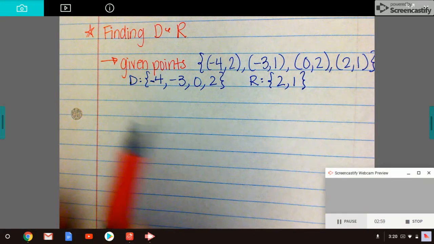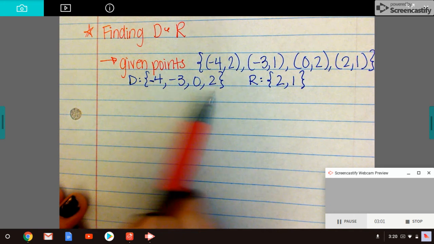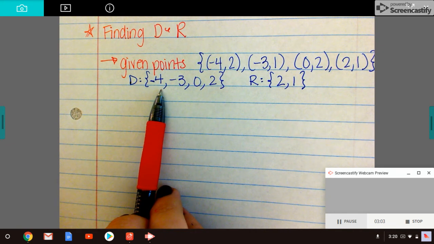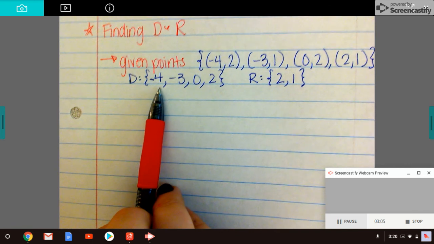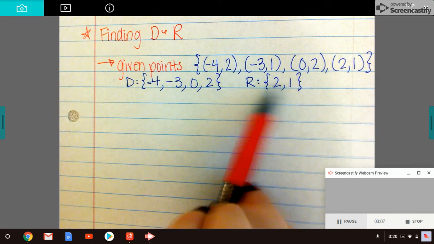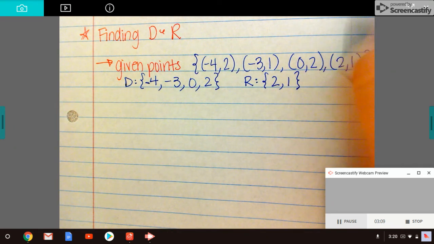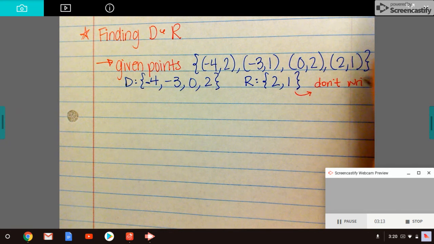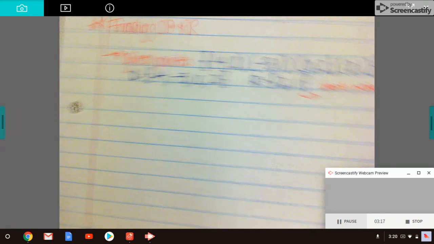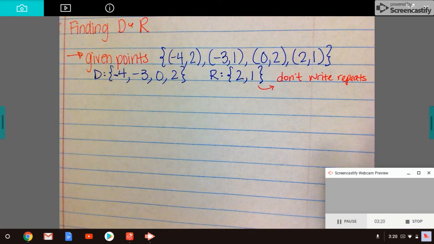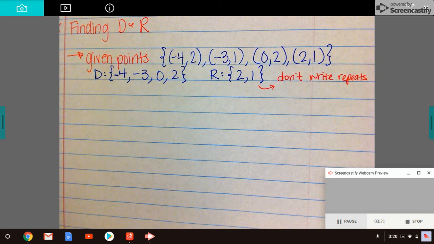So the big deal here is that a domain isn't going to have any repeats. It shouldn't. Otherwise, it's not a function in the first place. Speaking back to last time's notes. But in the range, don't write the repeats. Otherwise, that looks weird. So remember when we did set notation, we talked about this too. It's kind of like when we did sets with the unions and the intersections. So that's finding domain and range when you're given a list of points.